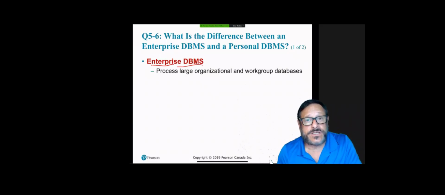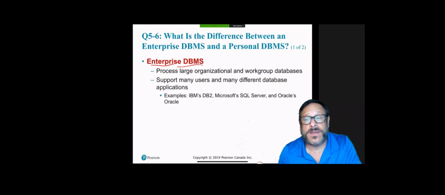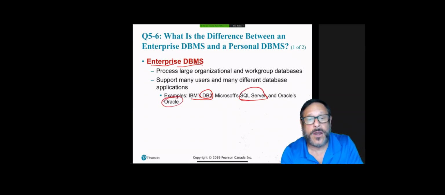It processes large organizational and workgroup databases. Things like Facebook, things like OWL, things like Amazon. These require a heavy-duty database, able to handle multiple transactions at once. It supports many users and many different databases. Examples of an enterprise one: IBM's DB2, Microsoft SQL Server, and Oracle's database, believe it or not, called Oracle, are examples of enterprise DBMSs. These handle a large number of concurrent transactions.